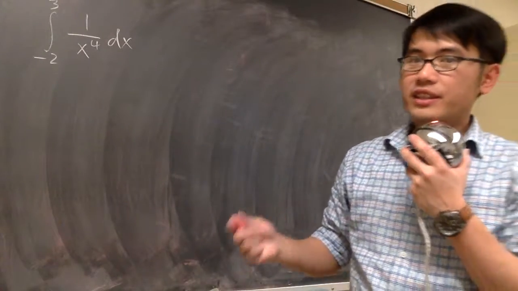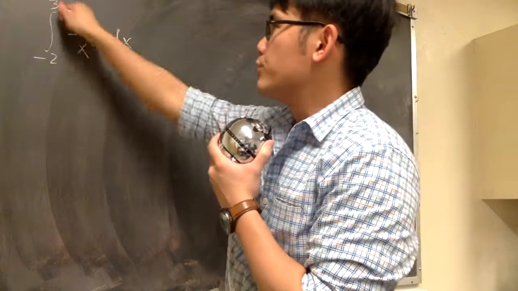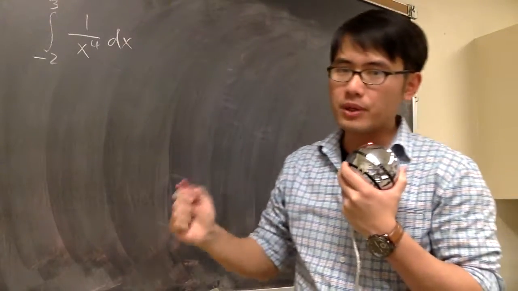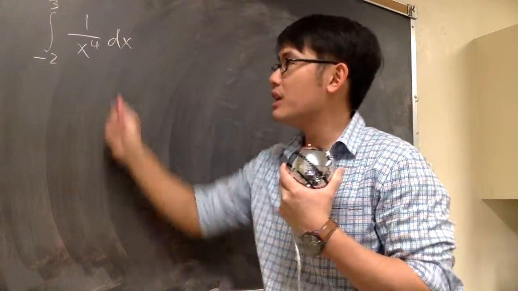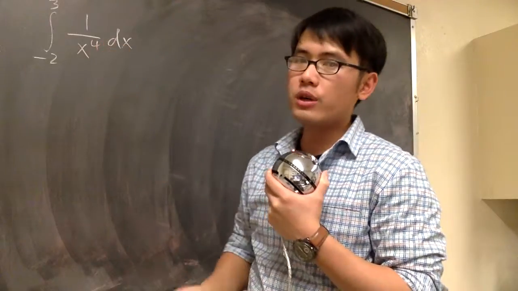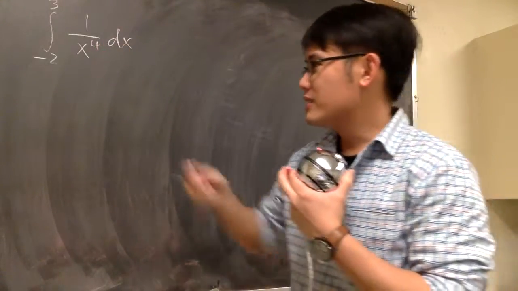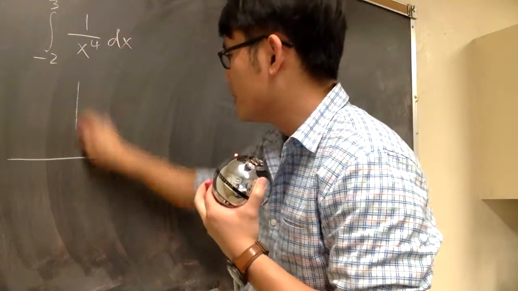Let's take a look at this integral. From -2 to 3, 1 over x to the 4th power. This integral is improper because we have a vertical asymptote. 1 over x to the 4th power goes up to infinity when x is equal to 0. So with a picture, that would be really helpful.